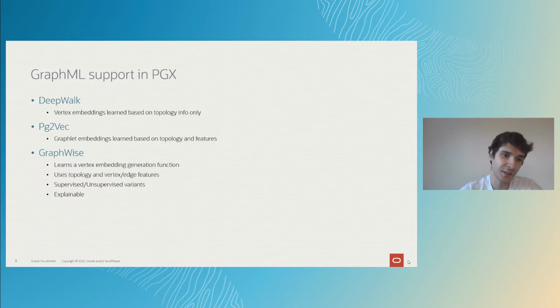What we introduced most recently is the GraphWise model, and this is our strongest model, of course. So with the GraphWise model, in contrast to DeepWalk and PG2Vec, where we learn an embedding per vertex or per graphlet, with GraphWise we learn a function to generate such embeddings, such that it can generalize beyond the graph it was used on during the training phase. And with this generation function, we take into account the topology again, of course, and the vertex and edge features. We have different variants of this GraphWise model.